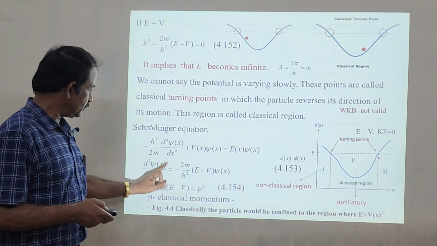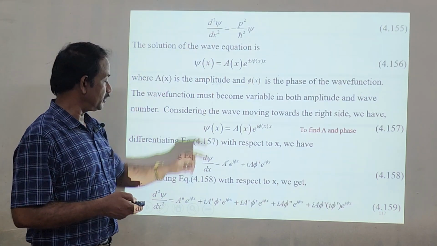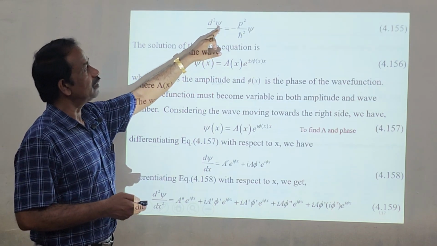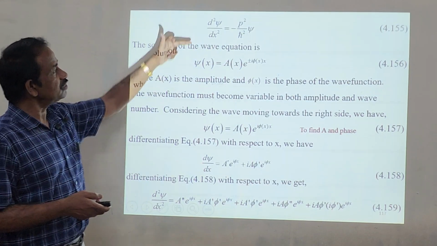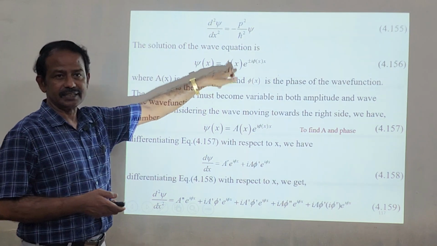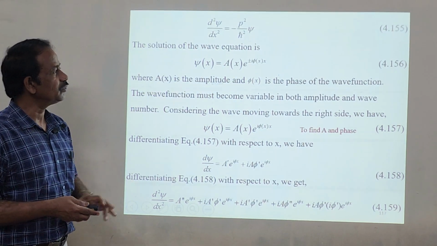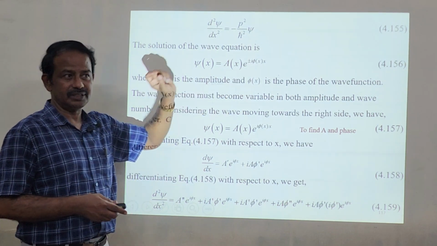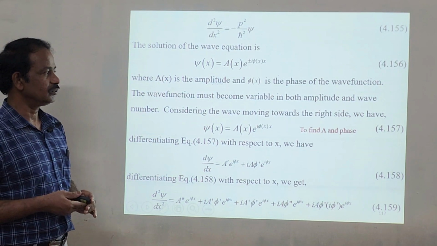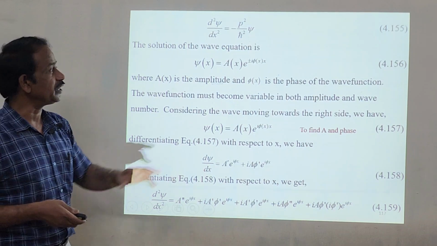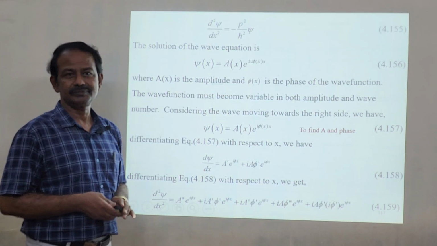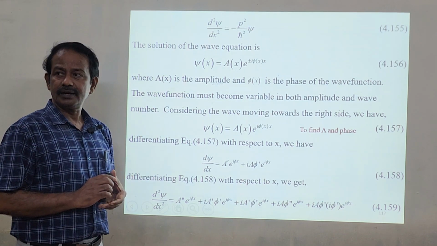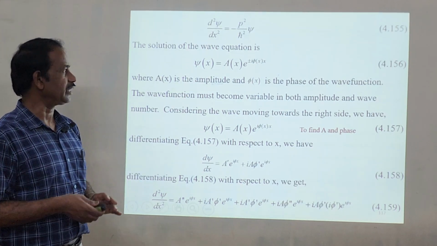Now you can write d squared psi by dx squared, which can be replaced by p squared by h bar squared psi. The solution of this equation can be written exactly like this. So A depends on x and the phase factor depends on x. Here we have the phase factor. Now our aim is to find out A and phi and substitute here, and get the wave function. So this is our idea.